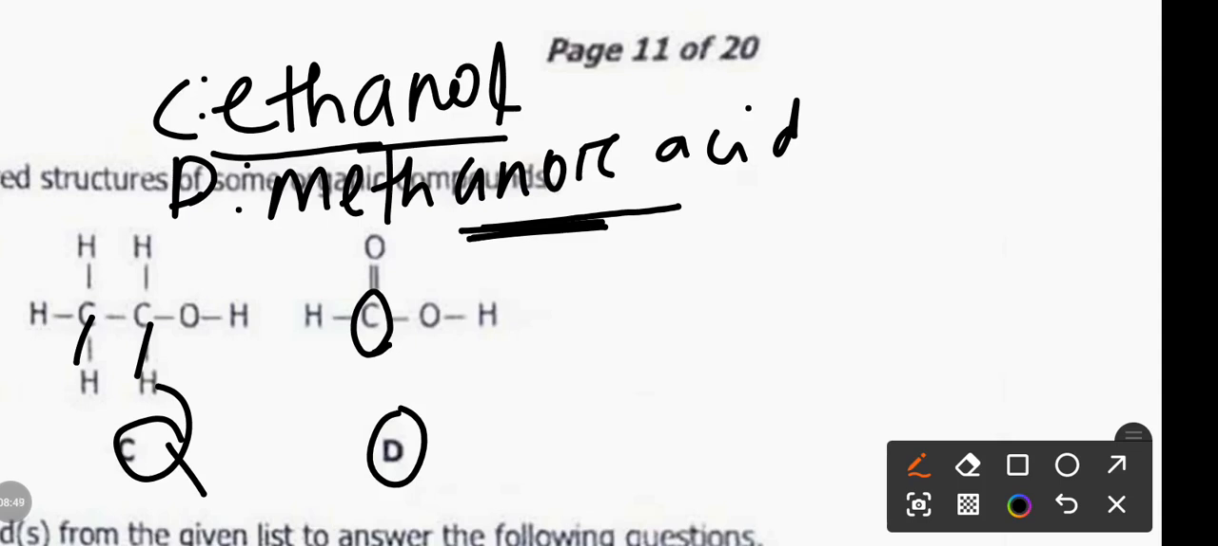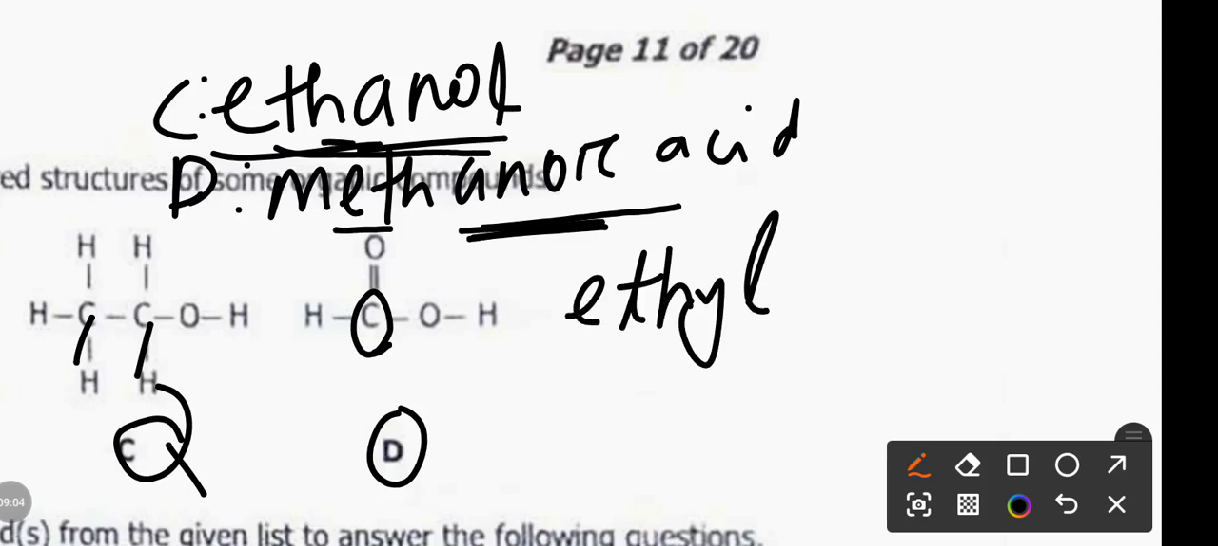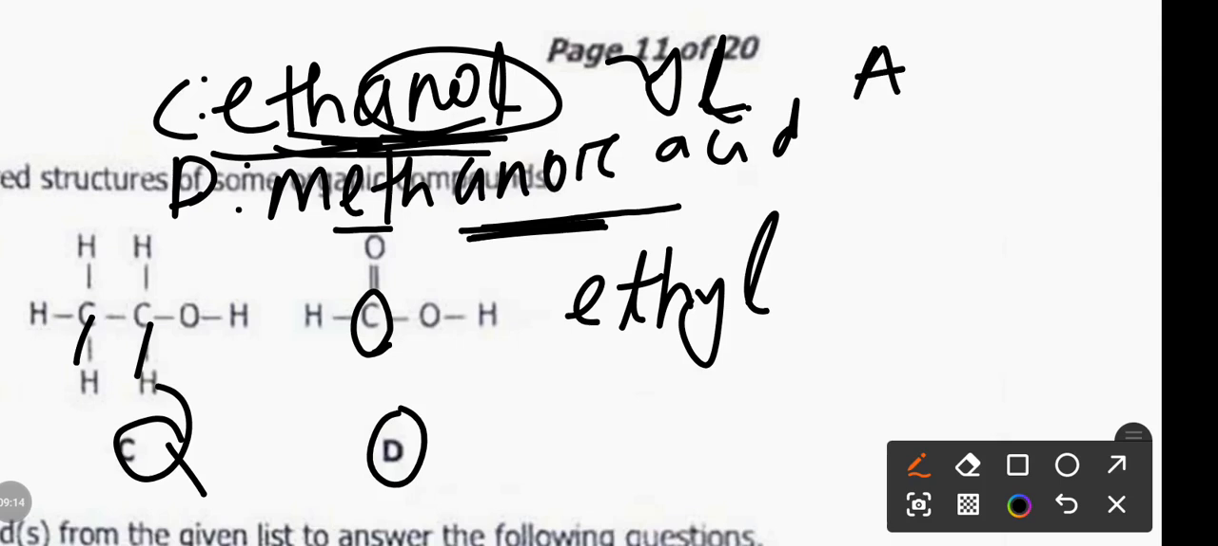In naming the ester formed, we should first start with the name of the alcohol. But we are not going to write it the way it is, as ethanol, but instead it will be ethyl. Why? Because in ethanol, this "ano" here is replaced with this "yl" coming from the alkyl group. So its name will be ethyl.